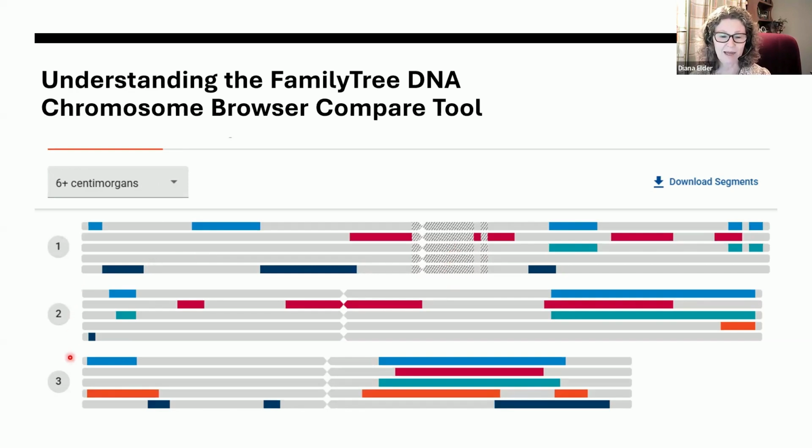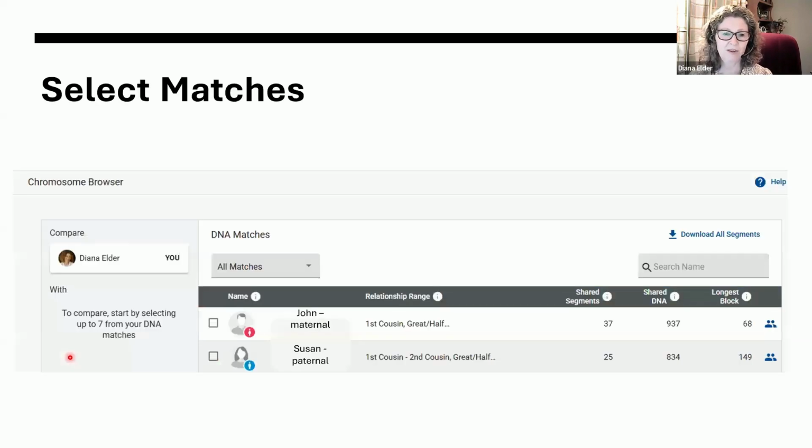So how do you get to this neat page? Well, you start off with selecting the chromosome browser, and we are comparing whoever you have selected. So we're comparing myself here, and you can start by selecting up to 7 DNA matches. And so you can compare just between 1 or 2 people. You can get 7 people in there. And you can go right here where it says all matches and change that to paternal or maternal so that you can have that narrowed down a little bit if you have done the bucketing on Family Tree DNA so it knows which ones are maternal and paternal.